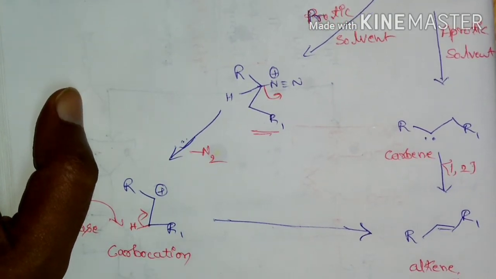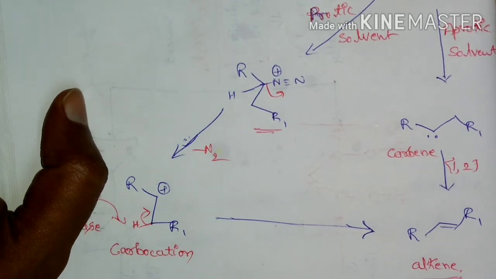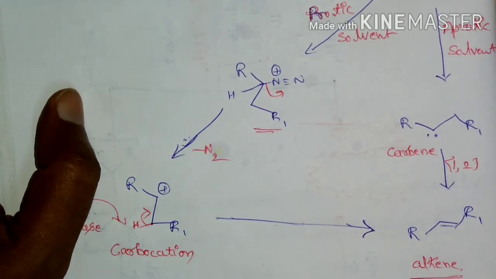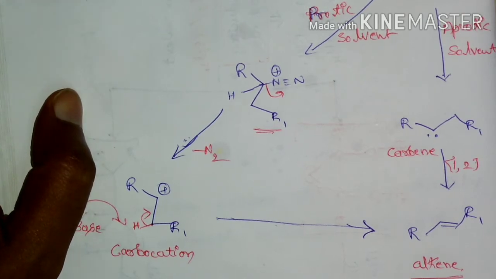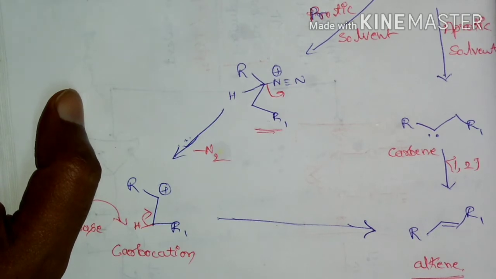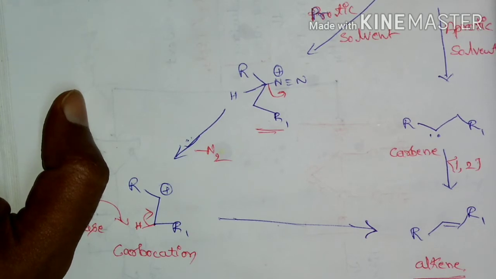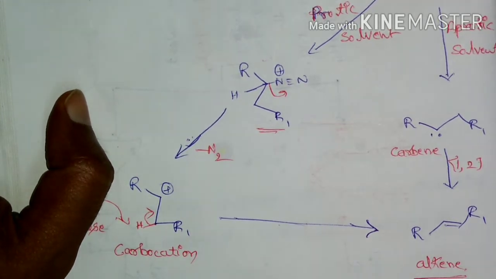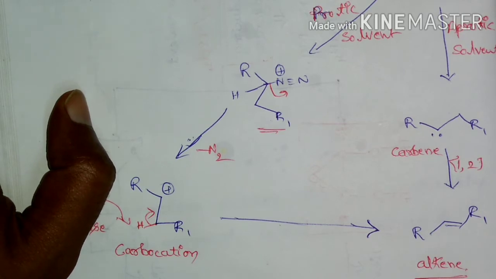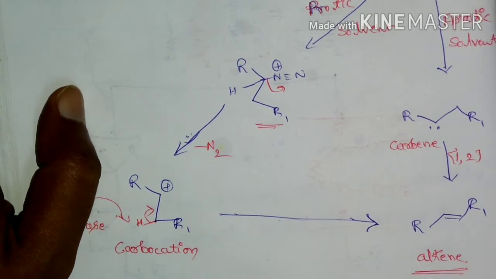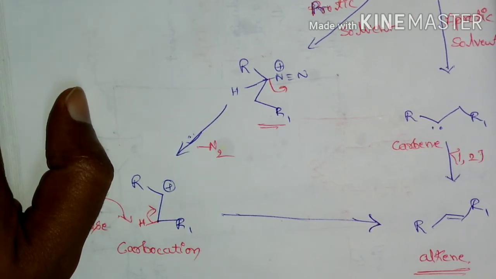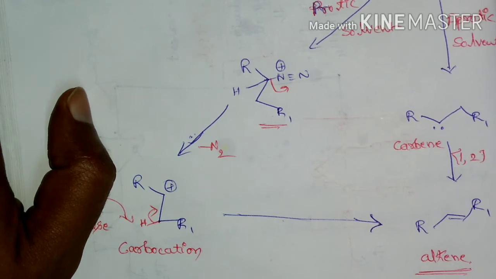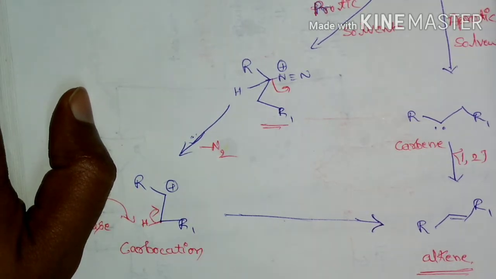So for the Bamford-Stevens reaction, if you are going to write the mechanism, you need to be very careful whether the reaction is carried out in protic solvent or aprotic solvent. If the reaction is carried out under protic solvent, then carbocation is the intermediate. If it is aprotic solvent, then carbene is the intermediate. Anyhow, the final product will be alkene, and that too a thermodynamically stable alkene. That is, the most substituted alkene will be formed in the Bamford-Stevens reaction.